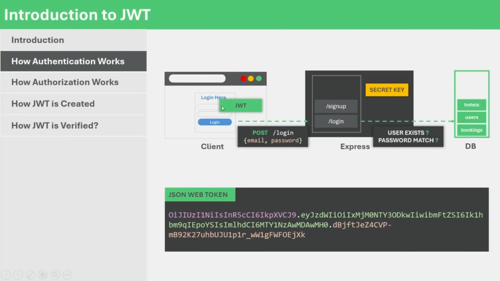So this is how the authentication works. Once a user is successfully authenticated, the server is going to send an access token to the client, and that access token will be used for identifying the user from the next request. Now let's see how the authorization works. So the same access token is going to be used for authorizing the user.